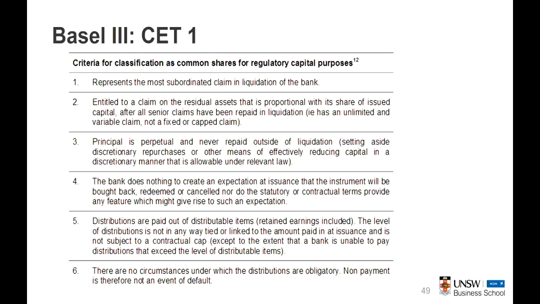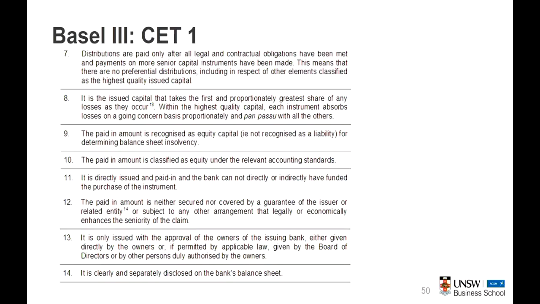Distributions are paid out of distributable items, and the level of dividends is not linked to the amount paid at issuance. So you cannot say we will pay dividends of 5% of the face value of the ordinary shares. There must not be any linkage between the face value or the price at issuance and the level of dividends. No circumstances when distributions are obligatory, so you cannot have mandatory dividends. Distributions are only paid after all the other payments have been made. You take the first and proportionately greatest share of the losses.